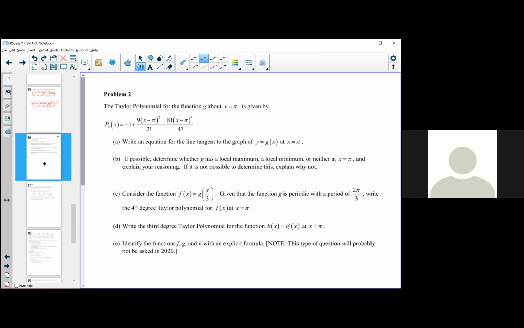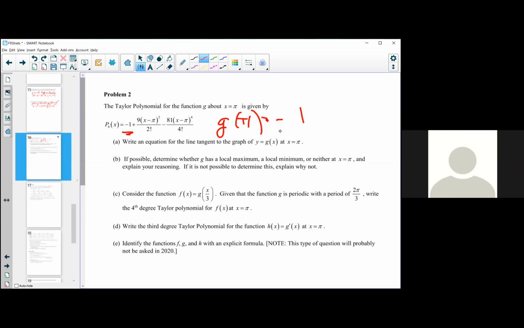For example, I could ask you what g of pi was. Well, you could just plug it into the Taylor polynomial to get g of pi. g of pi is -1. It's the constant part of the Taylor polynomial, the term that doesn't have an x in it. And of course, you need g of pi to get this tangent line that I asked you for in part A. And then you need g prime of pi.